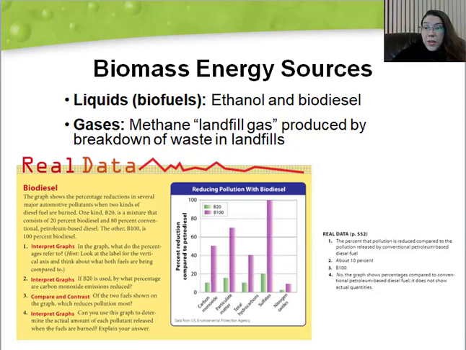All right, so we have represented by our colors here, B20 versus B100. The green ones will be the B20, and we're going to be able to compare that to how many different pollutants were released compared to the B100 listed in purple. So number one, interpret graphs. In the graph, what do the percentages refer to? Hint, look at the label for the vertical axis and think about what both fuels are being compared to.